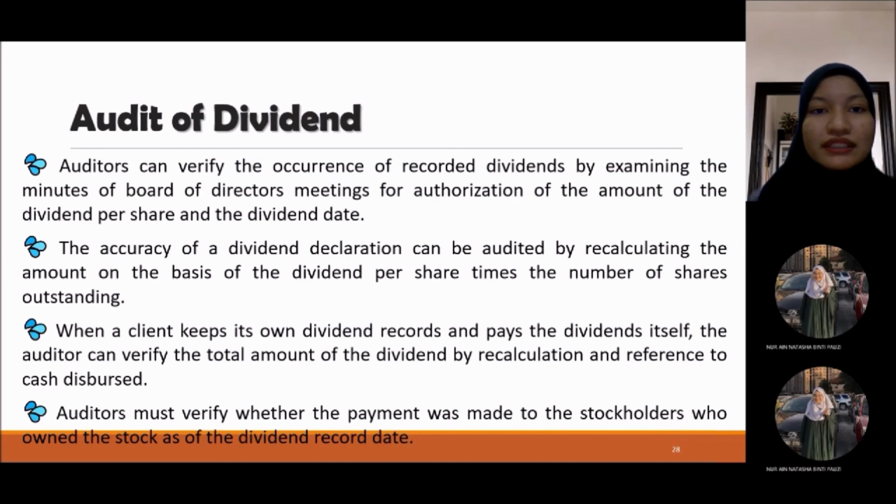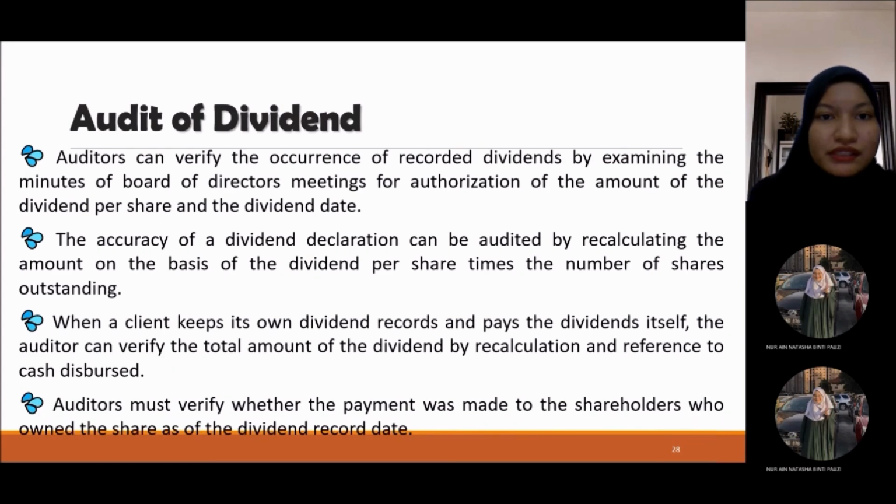The accuracy of a dividend declaration can be audited by recalculating the amount on the basis of the dividend per share times the number of shares outstanding. If the client uses a transfer agent to disburse dividends, the total can be traced to a cash disbursement entry to the agent and also confirmed. When a client keeps its own dividend records and pays the dividends itself, the auditor can verify the total amount of the dividends by recalculation and reference to cash disbursed.